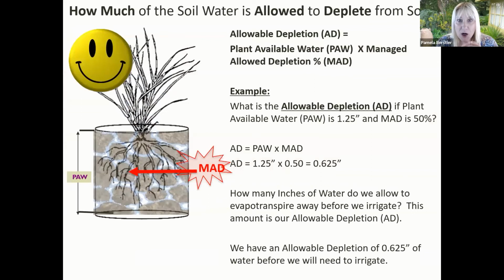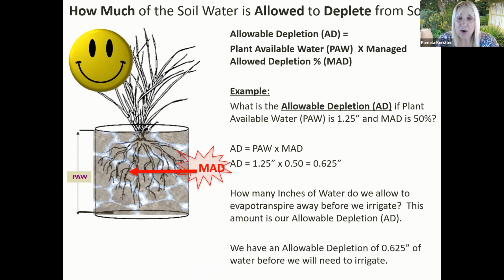And once we know our managed allowed depletion percentage, it's pretty straightforward to calculate how much water in inches we're going to allow to come out of the reservoir. The reservoir is the plant available water, in inches. We are then going to multiply that by our managed allowed depletion percentage. So we're going to say 50% of that plant available water we are going to allow to deplete. And that is how we calculate our AD, or allowable depletion.